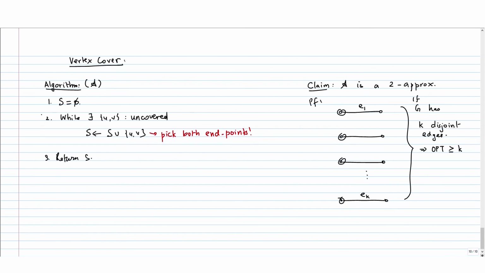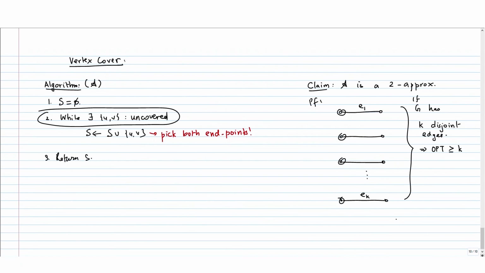And what have we done here? We have picked a maximal set of edges that are pairwise disjoint, and since we have picked both endpoints, the number of vertices we have picked is twice the number of edges here, which is at most twice the optimum. That is it, that is the proof.